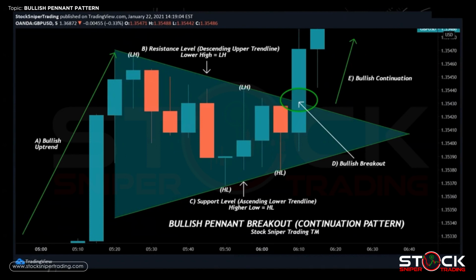As buyers come into the market and continue our previous bullish uptrend, we continue to make higher lows where eventually we get D, our bullish breakout to the upside. And at E, we get our bullish continuation, and we get more buying momentum into the market when we break out of our pennant and we continue to make higher highs and higher lows. And this is a bullish continuation pattern that was formed in a pennant.